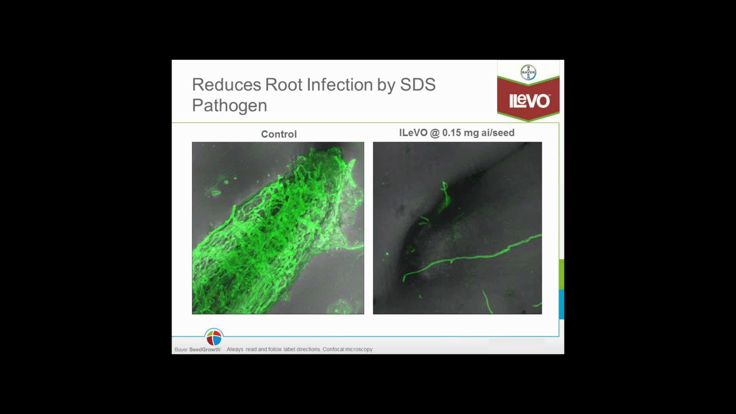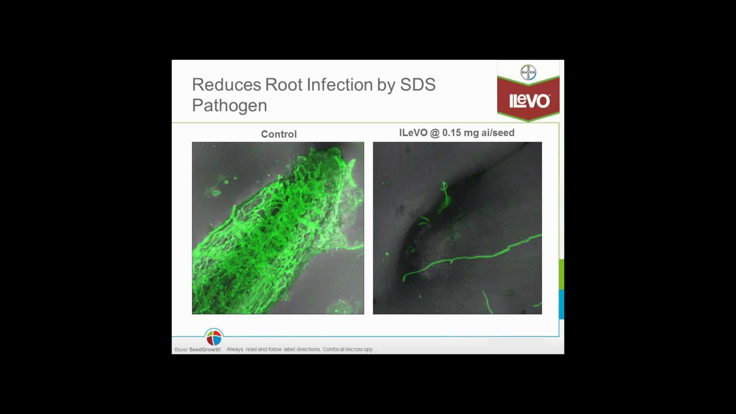If you look on the right, where we've got a root that has been treated with Alivo at this 0.15 milligrams active per seed, you can see that the amount of fungal tissue that is growing, reproducing, and colonizing on that root tip is substantially reduced. And so this is what's going on beneath the soil as it relates to Fusarium virulence.